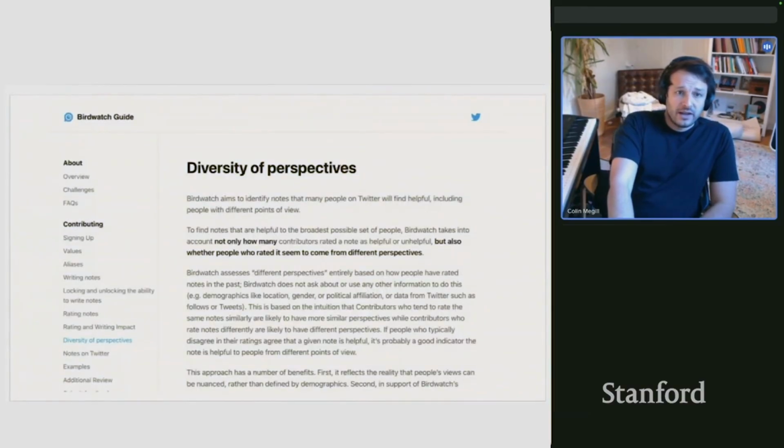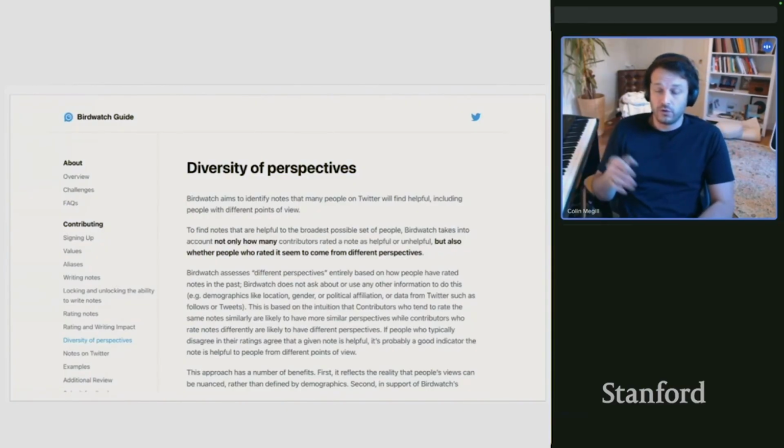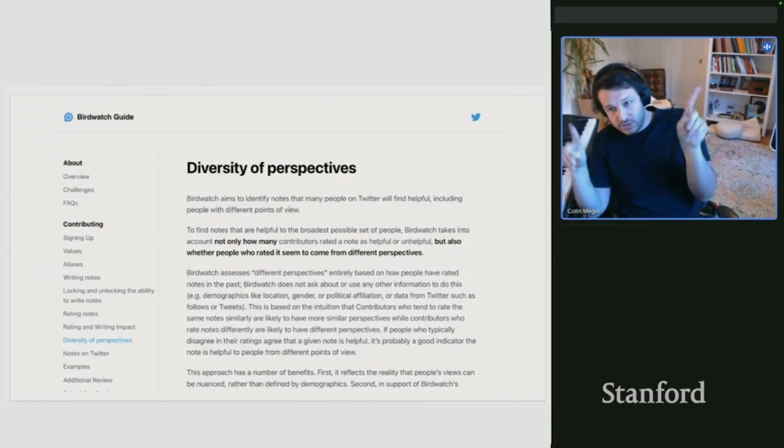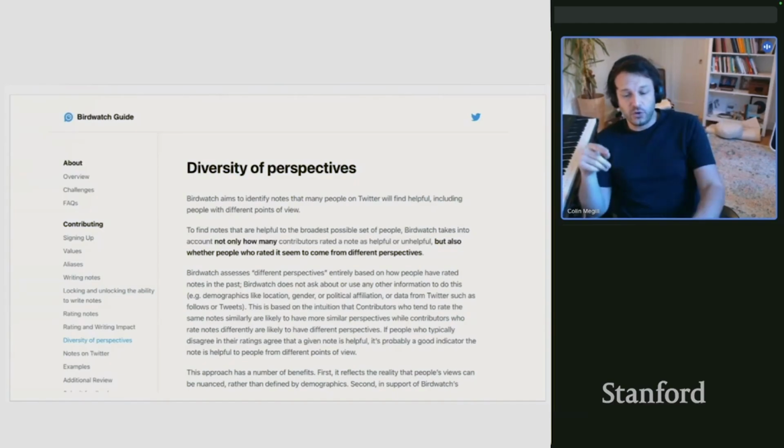You can see where they're saying it aims to identify notes that people on Twitter will find helpful, including people with different points of view. And that's the general sense, which is the commonality: first finding the differences, and then seeing what can get through those differences.